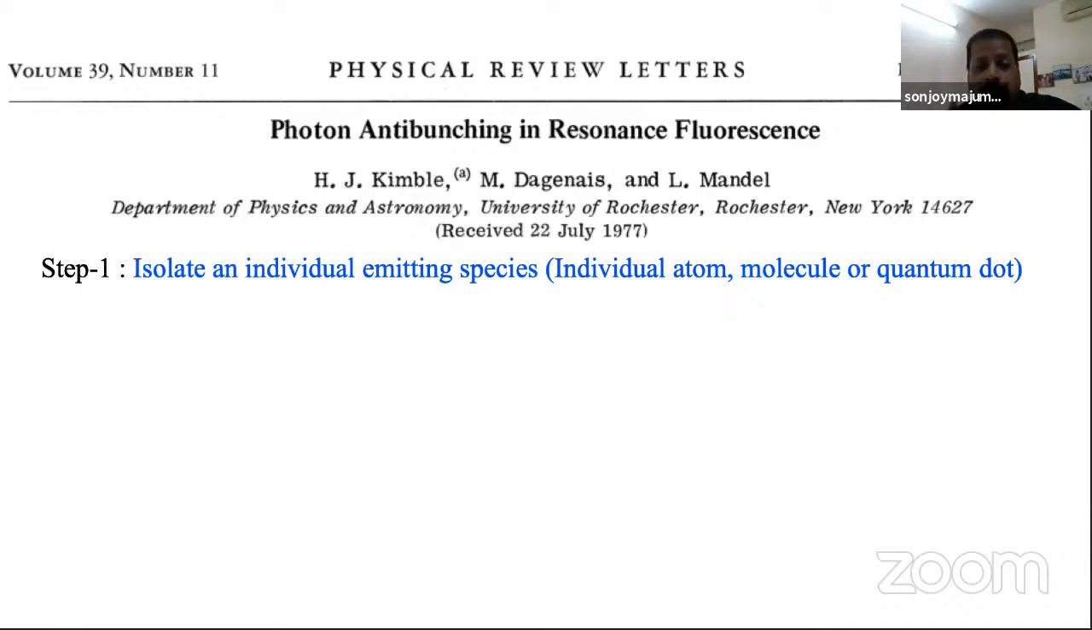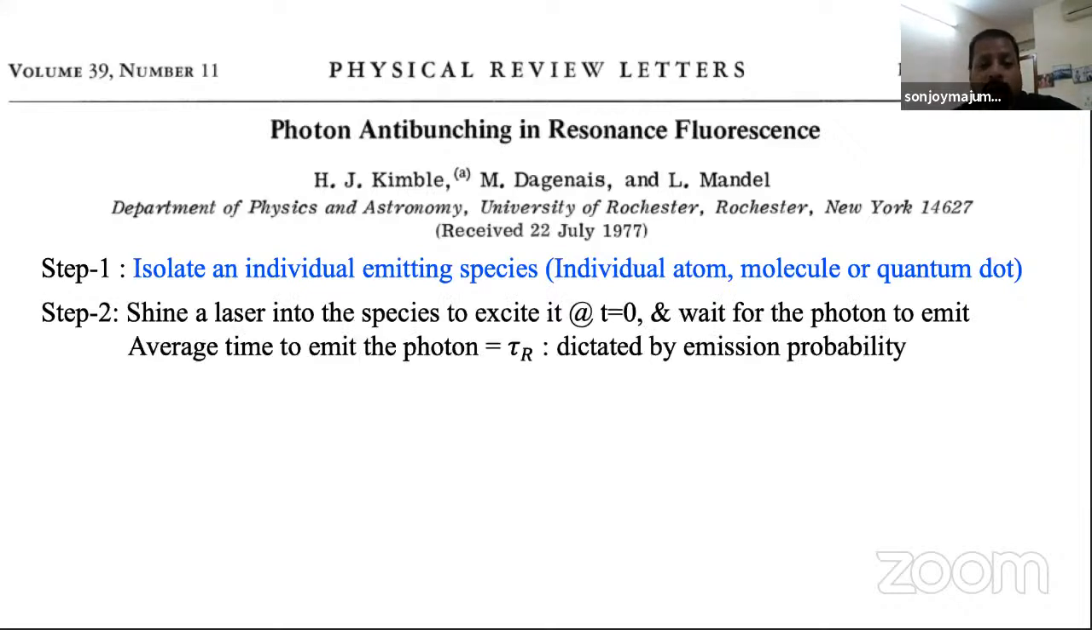If you have that particular atom or molecule or quantum dot, you just shine the laser light on it at t equal to 0, and let that atom get excited to the excited state. Then wait for the time when the photon is emitted. It takes some time to see the photon, because it depends upon the emission probability of the particular energy level of the state. Let's say that the emission time is tau r. So after tau r, you will be able to see the photon.